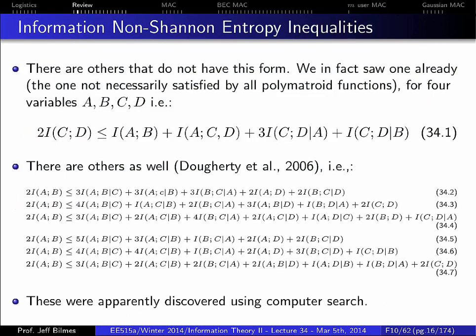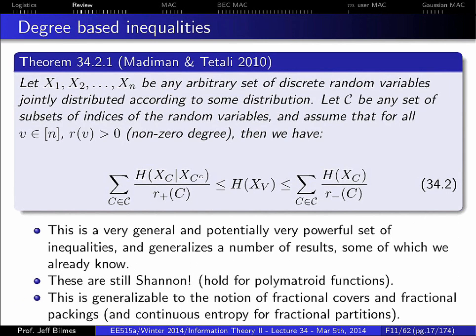The nice thing about these is that they are explicated, although we know that there are more, but we don't know them. We just know that they exist. Here's one that is actually true of polymatroid functions, and so therefore true of entropy. This defines a very, very large and interesting class of inequalities, which you can use to derive a lot of other inequalities, because these are parameterized by sets of C.